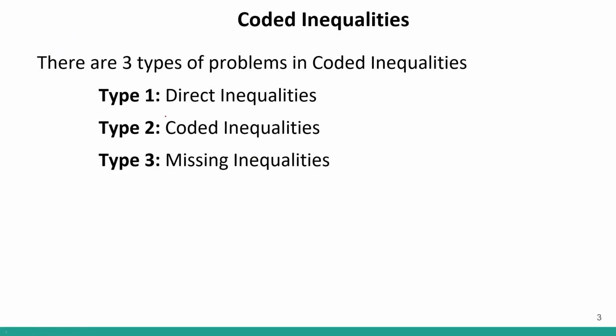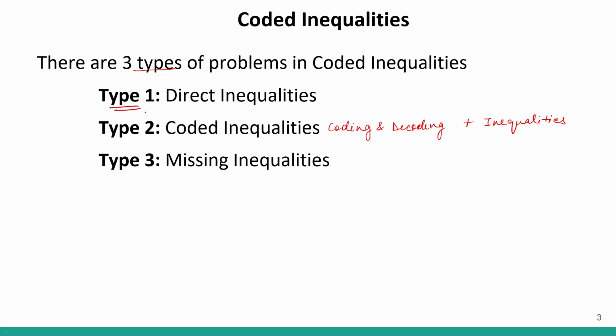So, in the last lectures, we discussed that there are three types of problems in coded inequalities. Type 1 was direct inequality, type 2 was coded inequalities, basically coding and decoding plus inequalities, correct? This was the concept used. And then we had missing inequalities, correct? So in today's lecture, we will discuss type 1, that is direct inequalities.